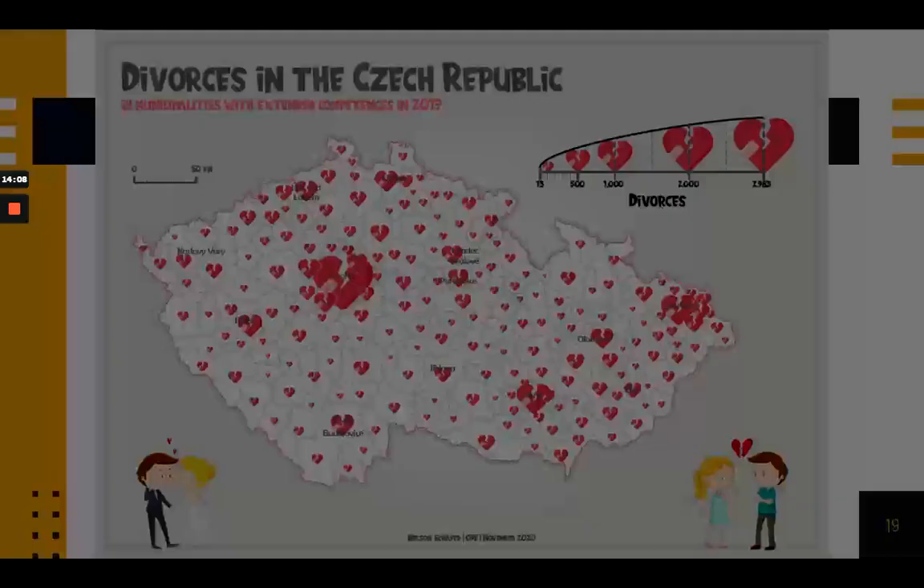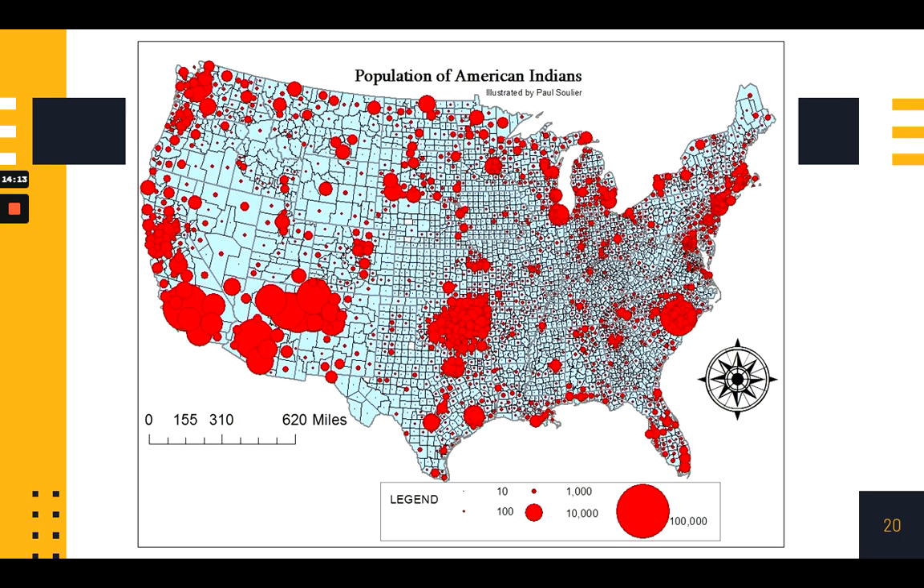Population of Native Americans. I was a bit surprised at what we have here and up in, I wasn't surprised about Oklahoma, and I'm not surprised about this over here. But yeah. So the bigger the circle, the bigger the amount of people.